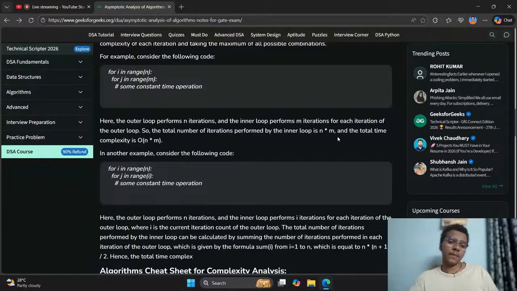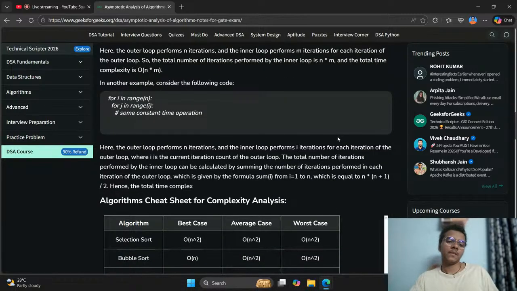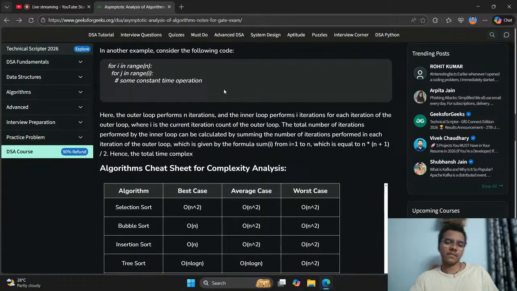Here, the outer loop performs n iterations and the inner loop performs m iterations for each iteration of the outer loop. Okay, so the total number of iterations performed by the inner loop is n times m, and the total time complexity is O of n times m. N times I guess.